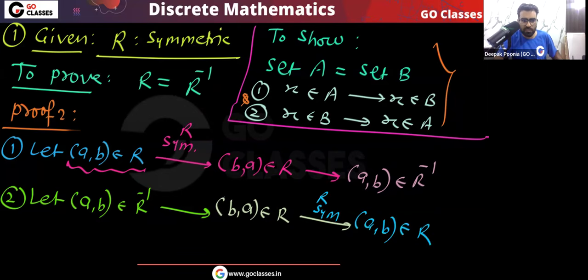That's it. This is what we wanted to prove, that if AB belongs to R inverse, then AB belongs to R. If AB belongs to R, then AB belongs to R inverse. So you can see this is what we have done. If an element belongs to A, then it belongs to B. If an element belongs to B, then it belongs to A. So I can say that set A and set B are the same. So I can say that R is the same as R inverse. That's it. This is the proof too.